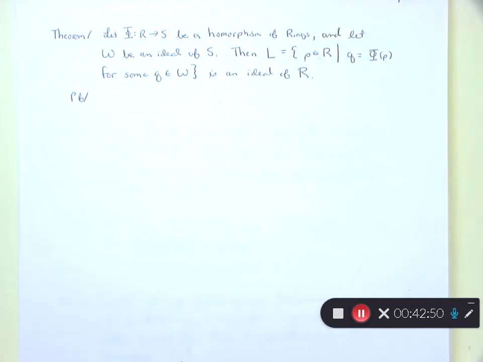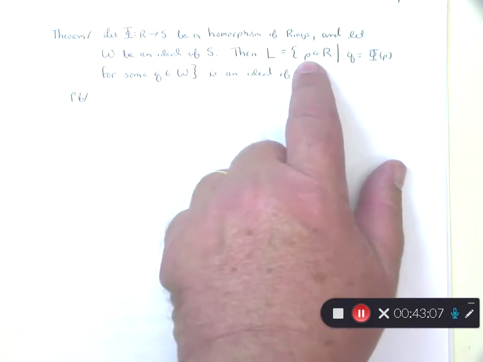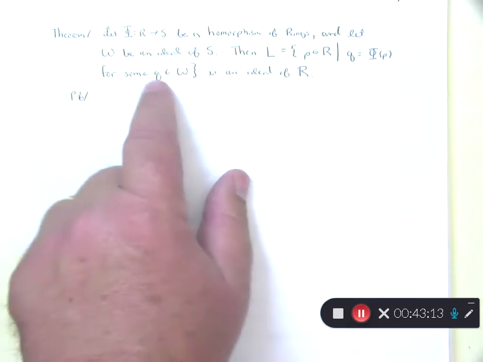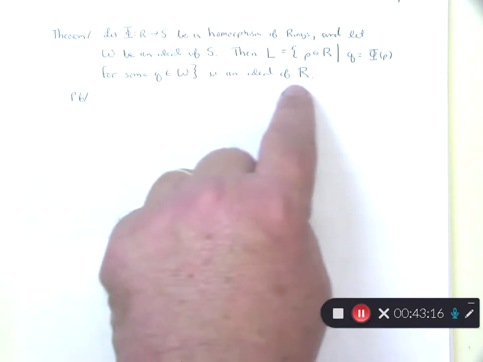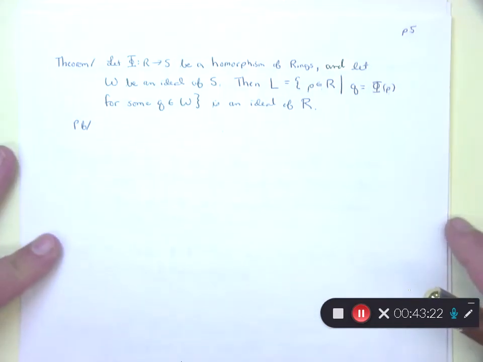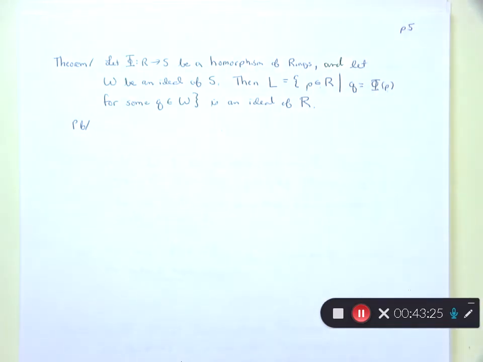So here's my theorem. Let phi go from R to S be a homomorphism of rings, and let W be an ideal of S. So I'm giving you W is an ideal of S. Then L, which is equal to the elements P from R such that Q is equal to phi of P for some Q in W, is an ideal of R. As I mentioned way back in chapter 3, when we were talking about homomorphisms, the beauty of homomorphisms is that they are property preserving.